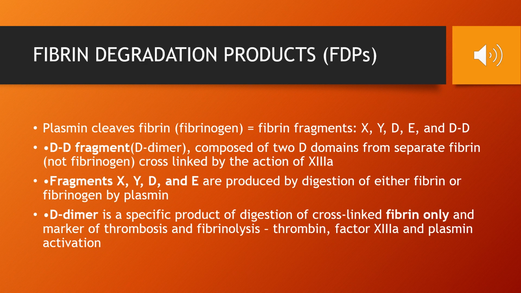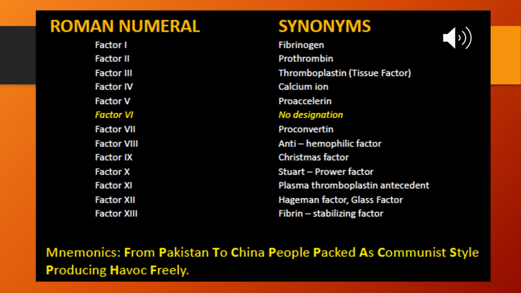So fragments X, Y, D, and E are produced by digestion of either fibrin or fibrinogen by plasmin. But D-dimer is a specific product of digestion of cross-linked fibrin only and is therefore a marker of thrombosis and fibrinolysis. That is thrombin, factor 13A, and plasmin activation. So this is just a table showing the different procoagulants and their designated Roman numeral.